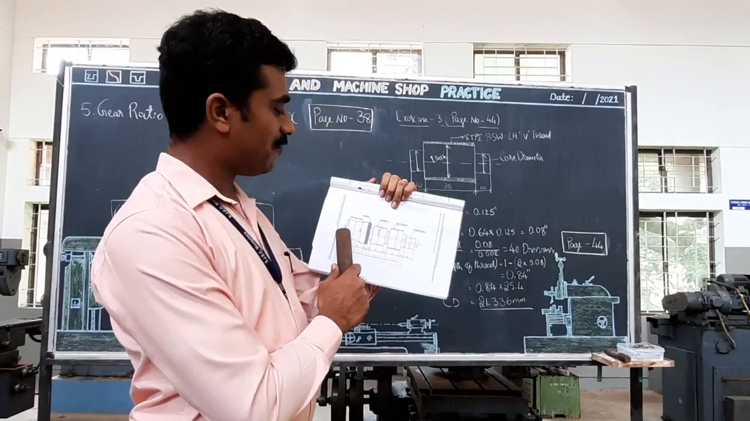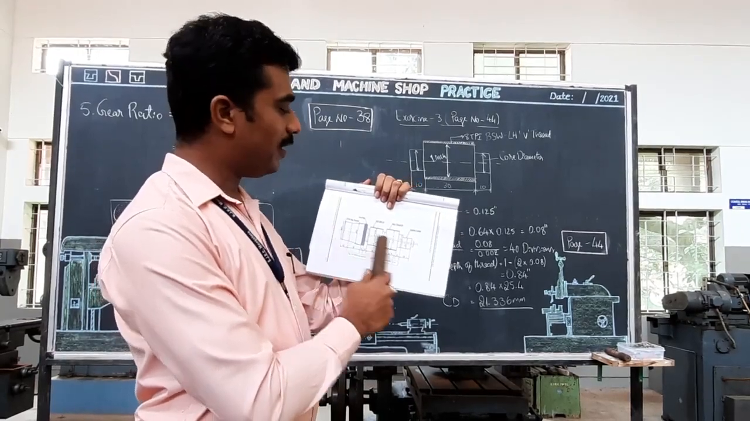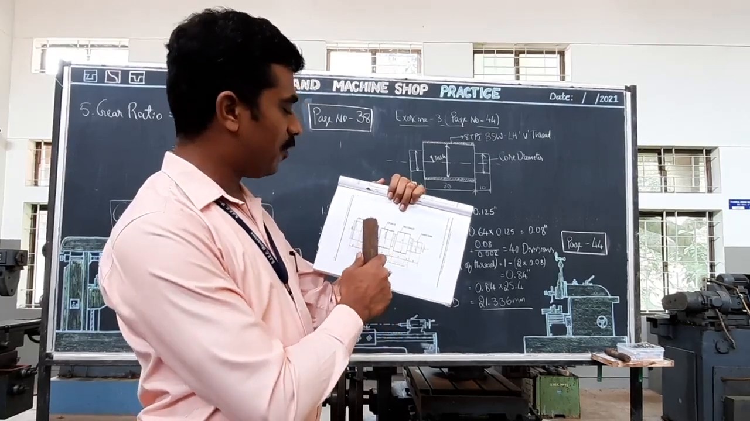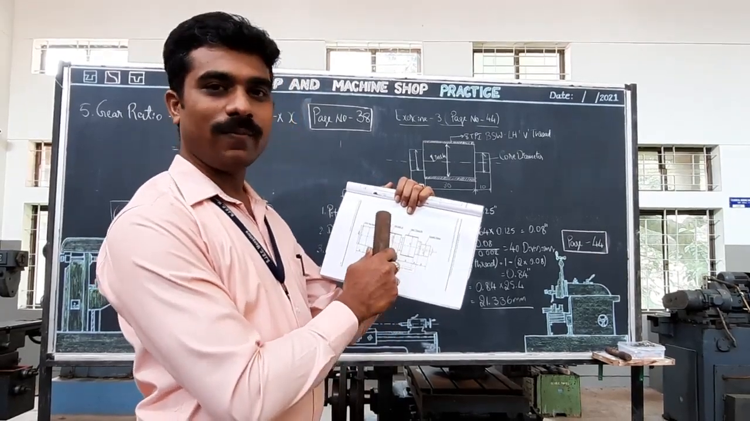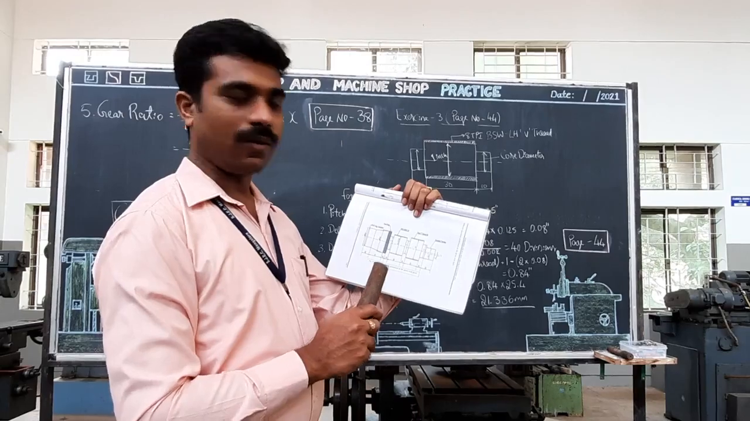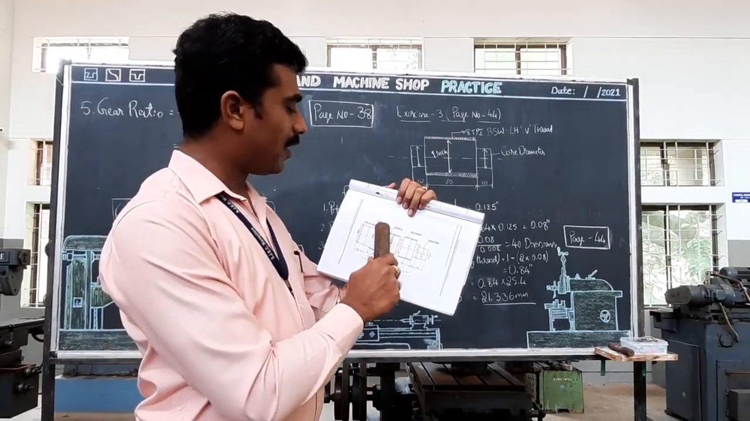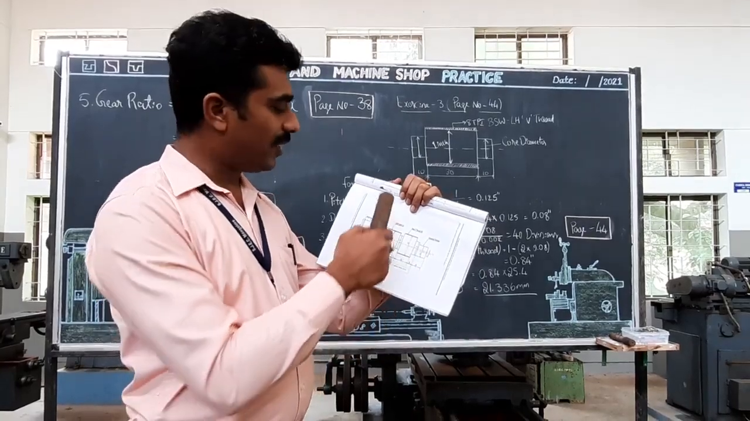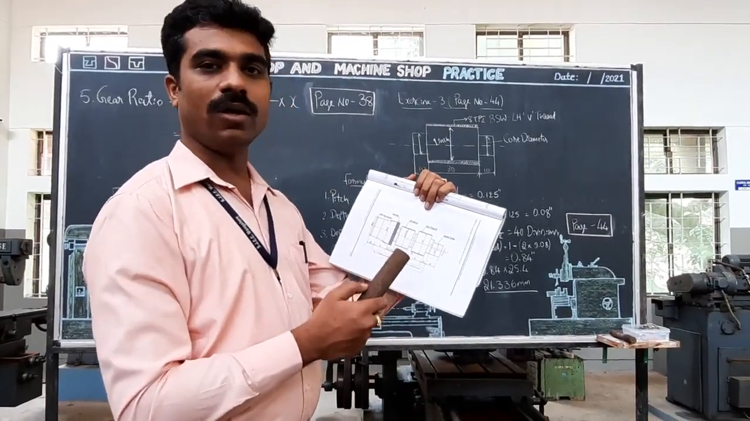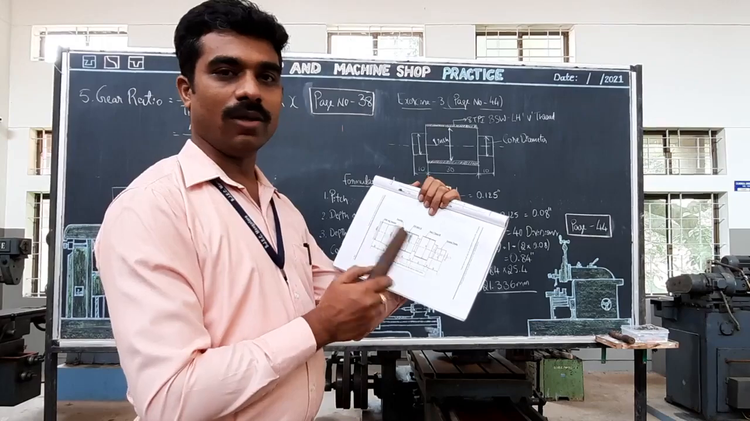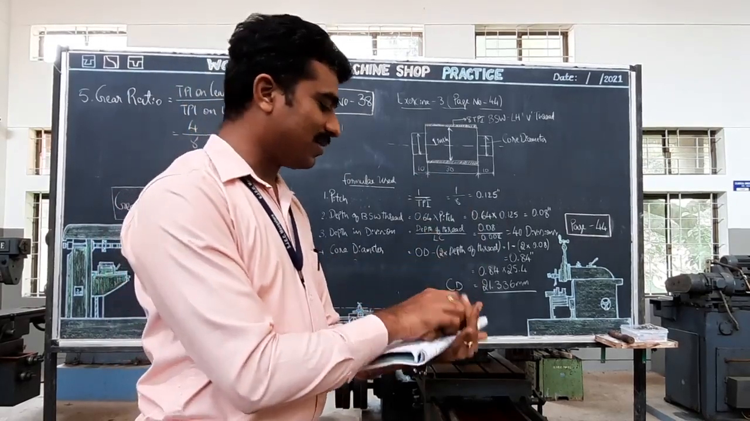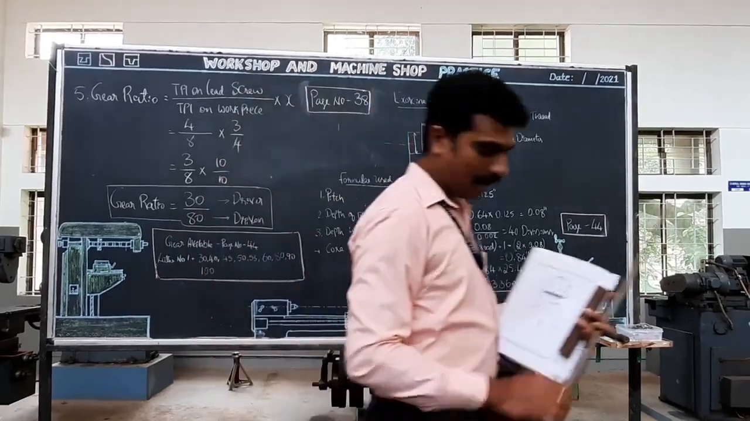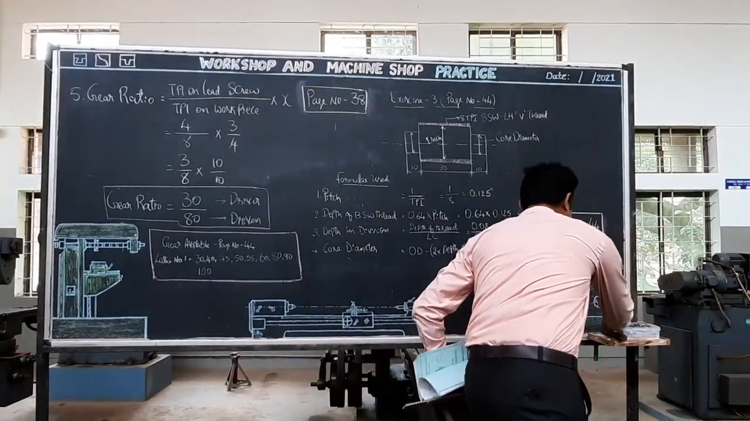The first operation which we will do is plane turning and facing. The second operation is knurling and taper turning. For knurling and taper turning, I had already shared the video on how to calculate the taper angle and all that. Today, for exercise 3, the next exercise is a thread cutting operation. So this is how the workpiece will be.